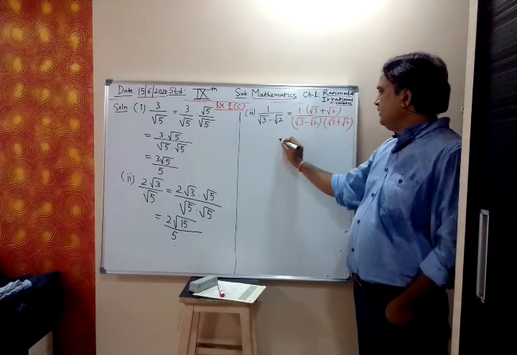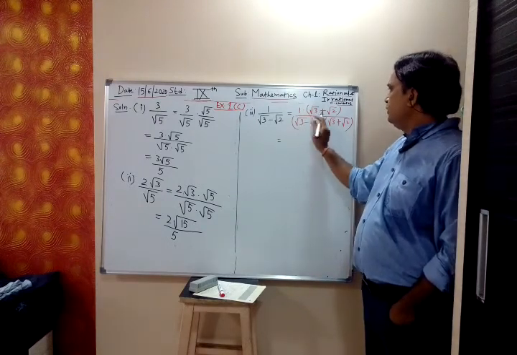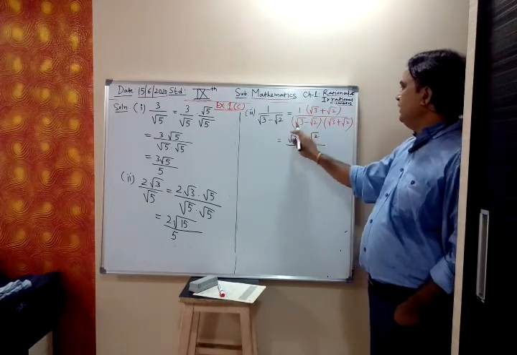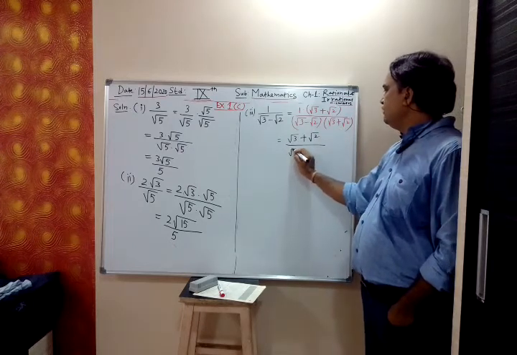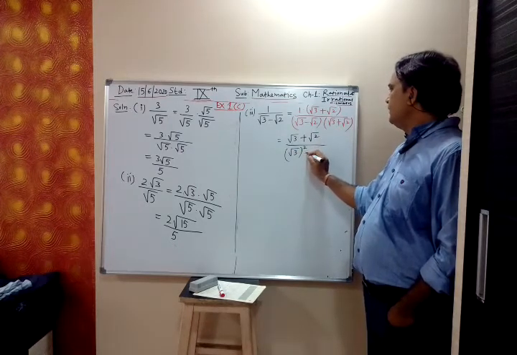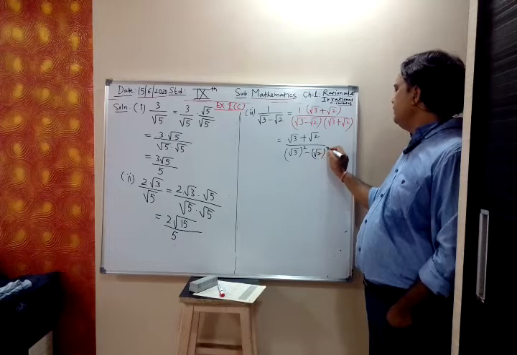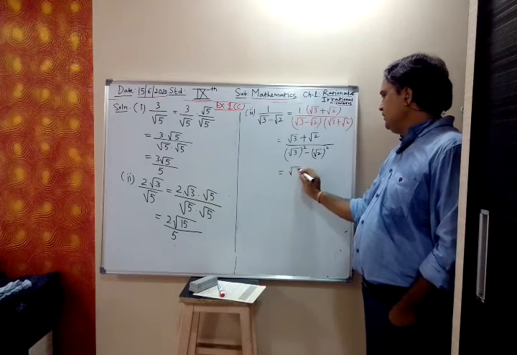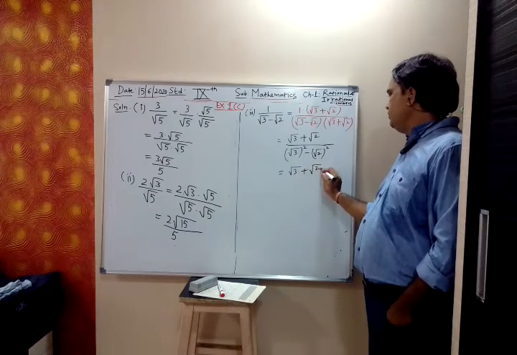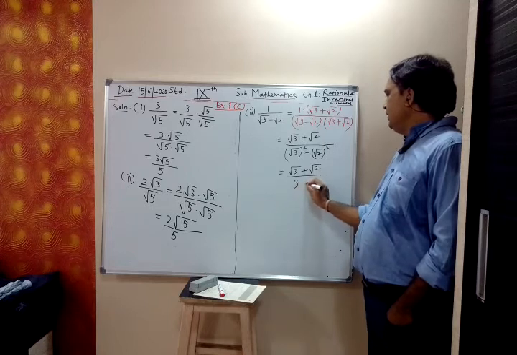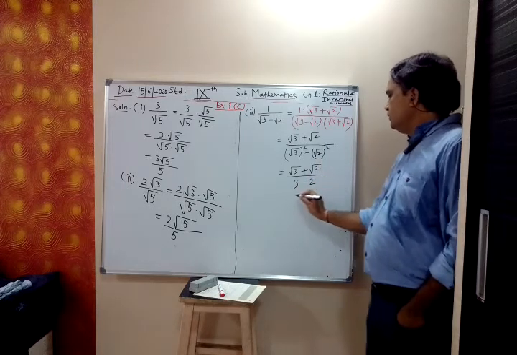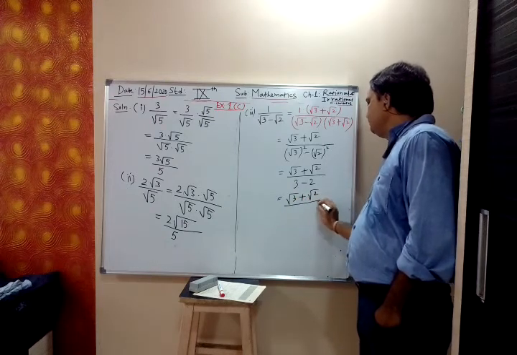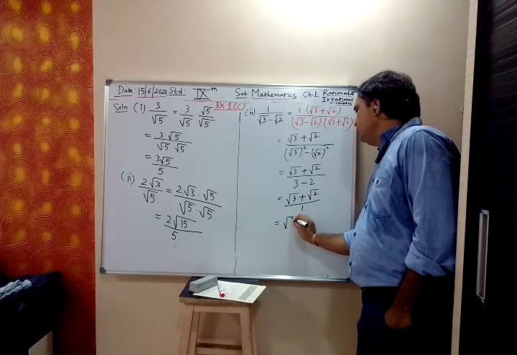Root 3, 1 into root 3 plus root 2 is root 3 plus root 2. Then in the denominator, (a minus b) into (a plus b) is a square minus b square. Root 3 square minus root 2 square is 3 minus 2, which is 1. So root 3 plus root 2 upon 1, and the answer is root 3 plus root 2.